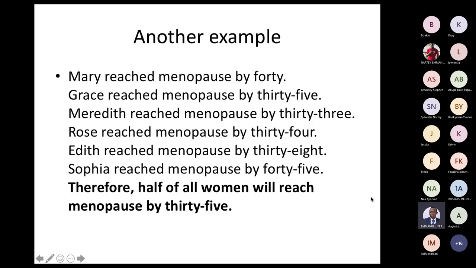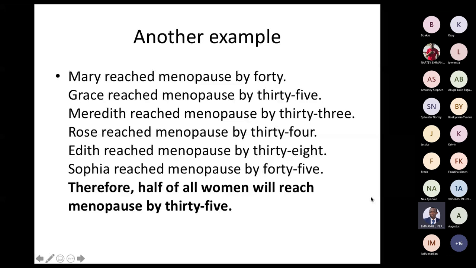Another example: Mary reached menopause by 40. Grace reached menopause by 35. Meredith reached menopause by 33. Rose reached menopause by 34. Eddie reached menopause by 38. Sophia reached menopause by 45. Therefore, half of all women reach menopause by 35.